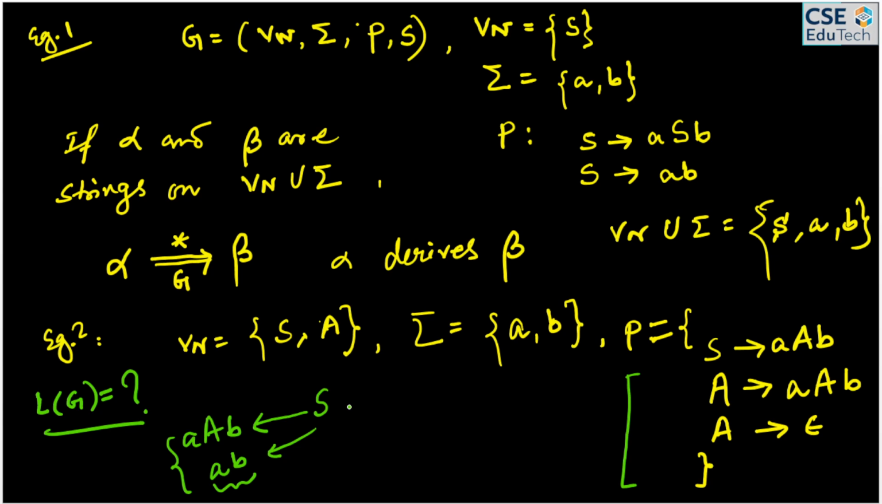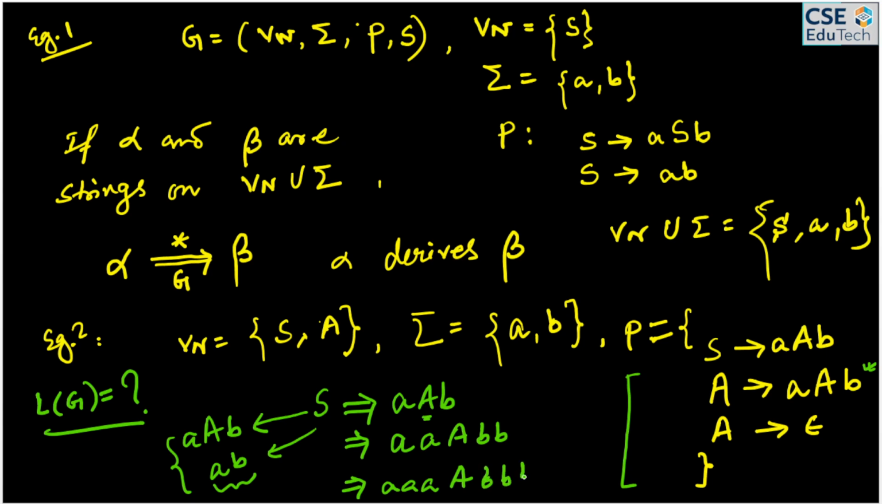We have generated this. Now if we apply multiple substitutions, suppose S derives aAb, here it is a one step derivation. Now if we replace this A by this production rule, A can be replaced by aAb. So we can write a, and this A will be replaced by aAb. It is a two-step derivation. Similarly, the three-step derivation will be a, then again a, then b. That is, this A is every time substituted by aAb.